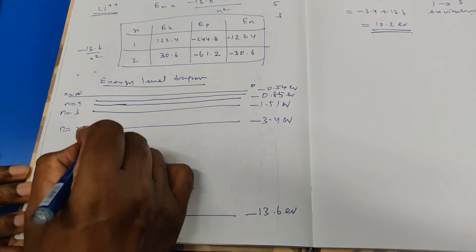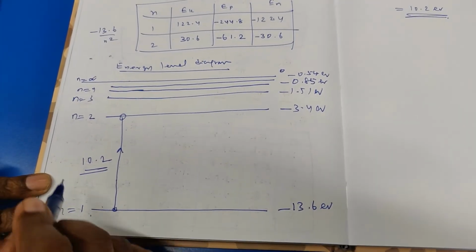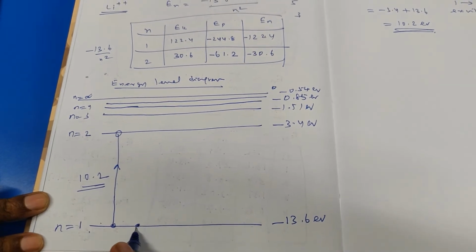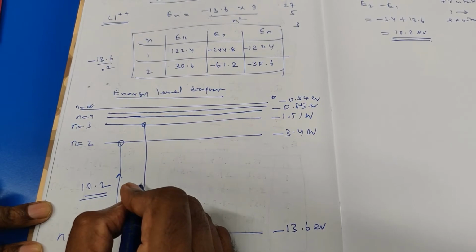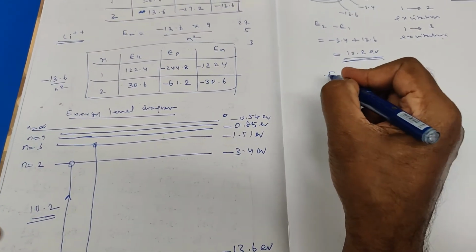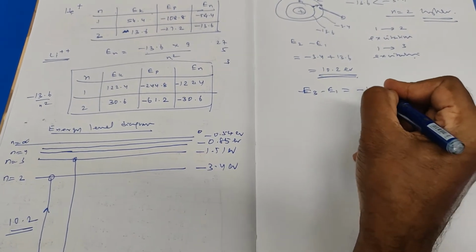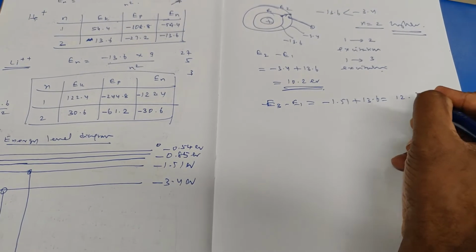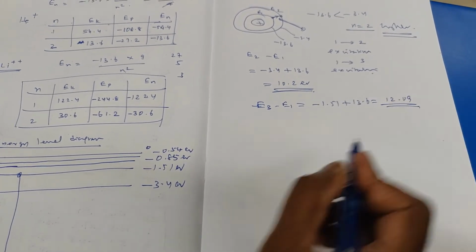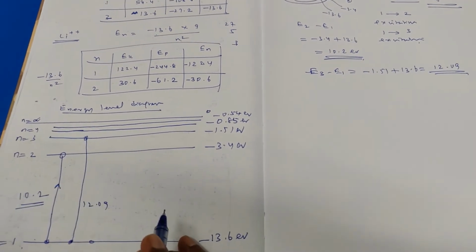From 1 to 2, if the electron has to go, the energy required is 10.2 electron volt. That is called the excitation energy. From 1, if it has to go to 3 directly, how much energy is required? E3 minus E1. The E3 level is minus 1.51 plus 13.6, that will be 12.09. So if 12.09 is the energy given, then it will go straight to the third level.